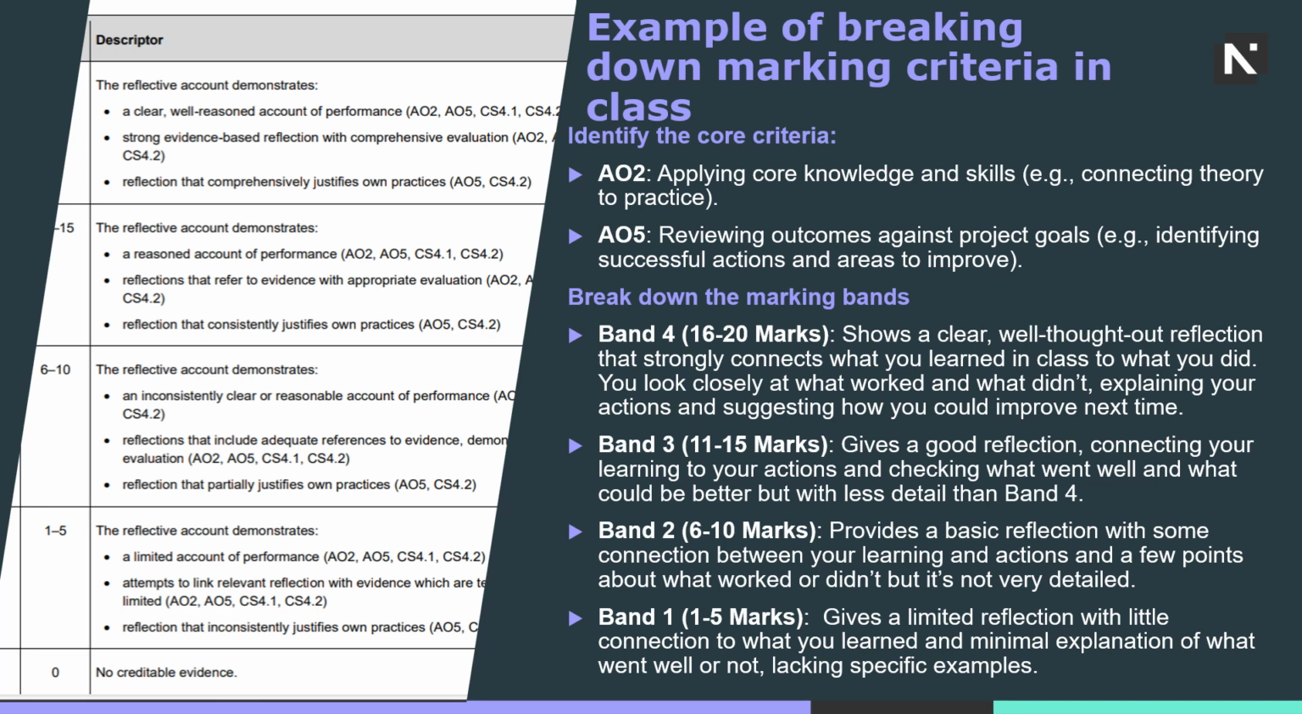Firstly, let's identify the key criteria that students need to focus on. We have AO2, which is applying core knowledge and skills. This involves connecting theoretical learning to practical application. And AO5, reviewing outcomes against project goals. This requires students to evaluate what worked well, identify areas of improvement, and make connections to project success.